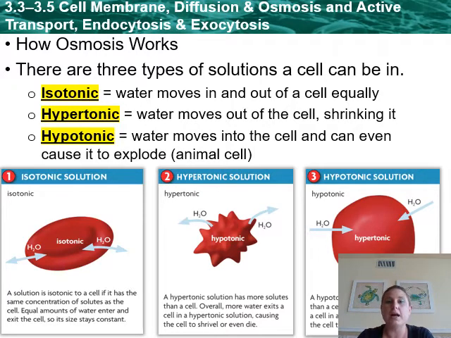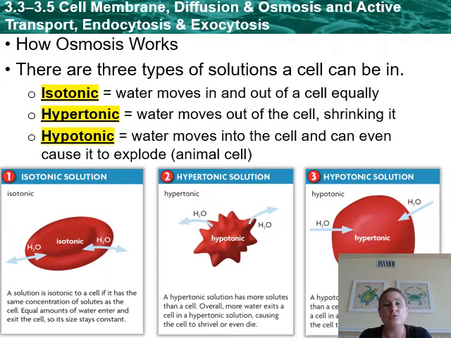Now, if we put a cell in a hypertonic solution, the water actually moves out of the cell. And when it does that, it shrinks it all down, causing it to become kind of jaggedy looking. In hypertonic, you can think like hyperactive, right? Hyperactive, this big ball of something moving around real fast. It kind of looks like some kind of energy going on. So hypertonic, water is moving out of the cell, shrinking it down.